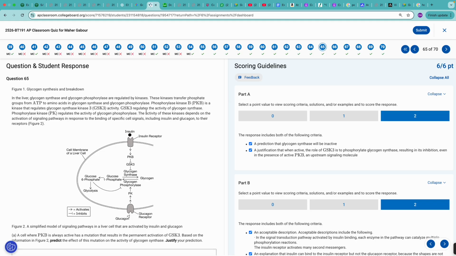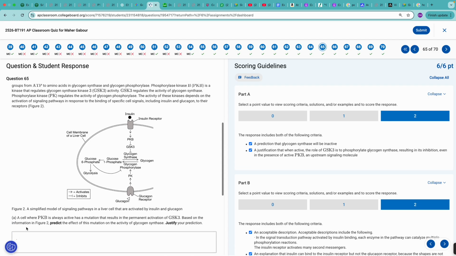Then phosphorylase kinase B, PKB, is a kinase that regulates glycogen synthase kinase 3, GSK. This regulates this, and then this regulates that. That's what they're saying there. The activity of these kinases depends on the activation of a signaling pathway. Obviously, the activation of these kinases, PK, GSK3, and PKB, depends on whether the glucagon receptor or the insulin receptor actually gets activated or not.